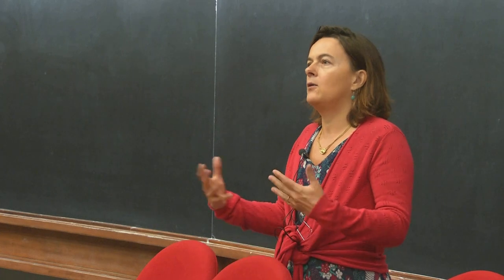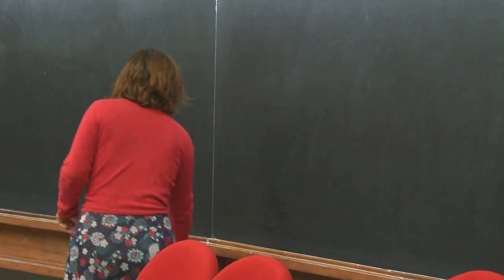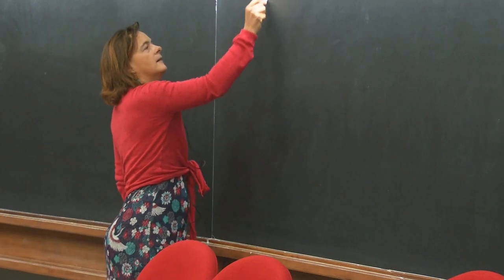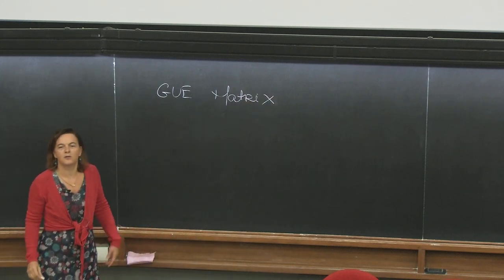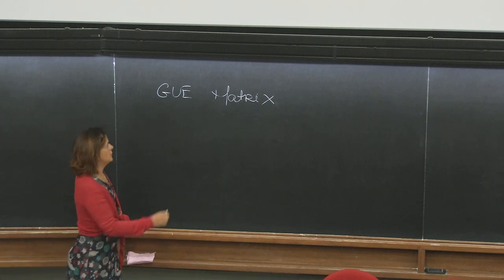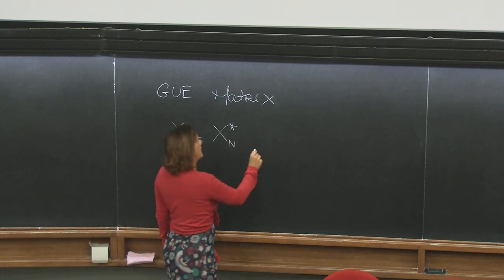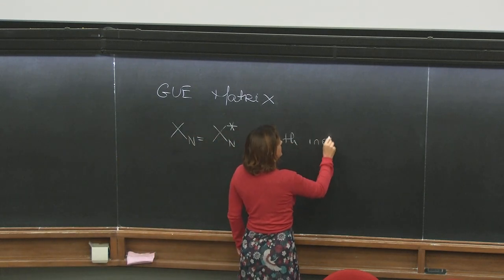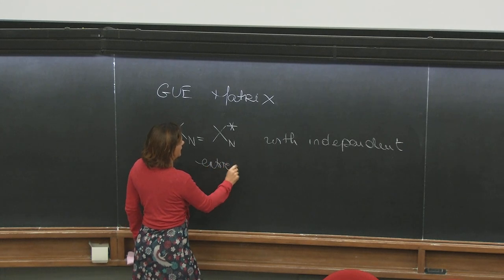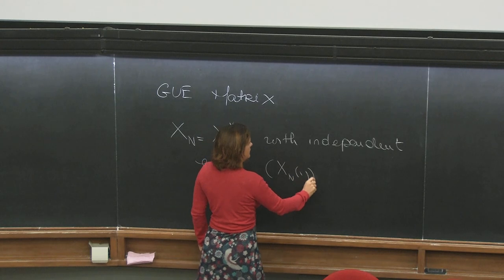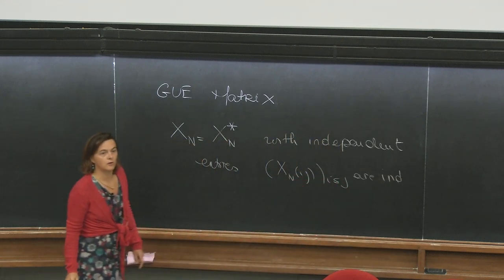And today I will show you how you can use this set of equations to analyze the so-called Gaussian ensembles, the GUE. This is somehow the simplest example that we can consider. A GUE matrix is just a Hermitian matrix with independent entries. The entries above the diagonal, X_{N,ij}, are independent, and they are Gaussian, complex in the case of the GUE.